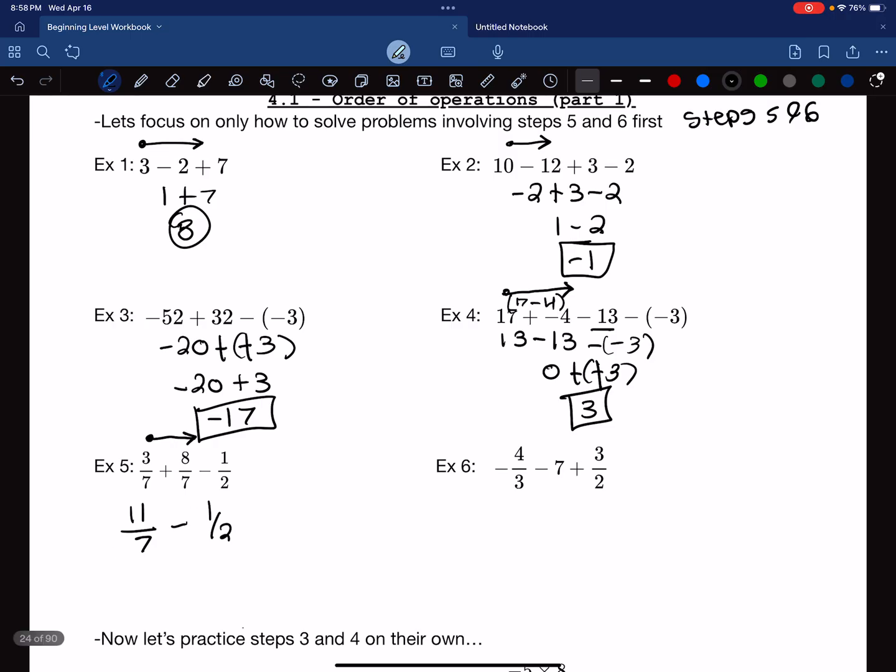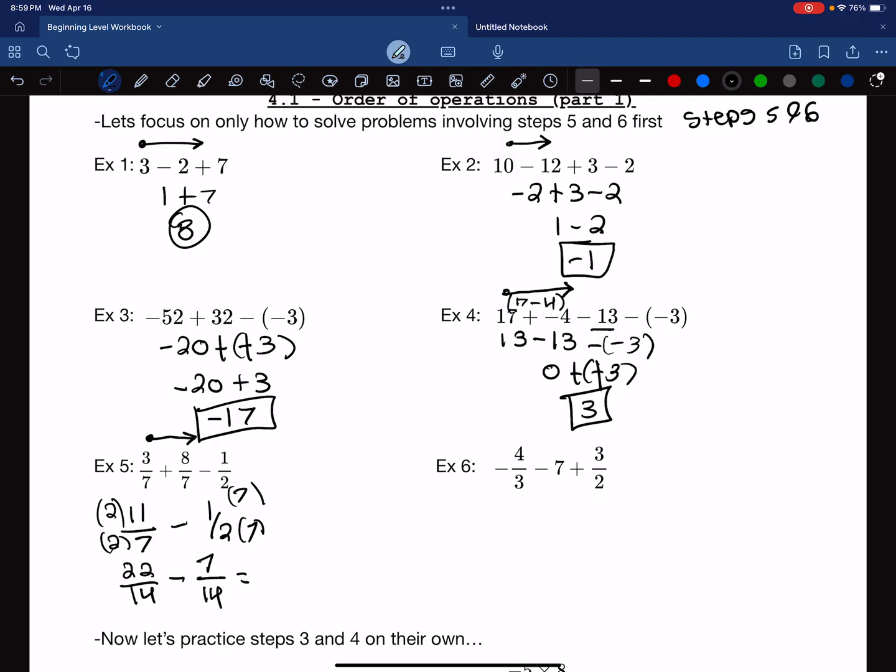So I would multiply the 7 by 2, or this entire fraction by 2. And then I would multiply this entire fraction by 7. I'm doing that because I want a common denominator of 14. So 2 times 11 equals 22, and 2 times 7 is 14. Then we're going to subtract 1 times 7 is 7, and 2 times 7 is 14. So perfect, we got a common denominator of 14.